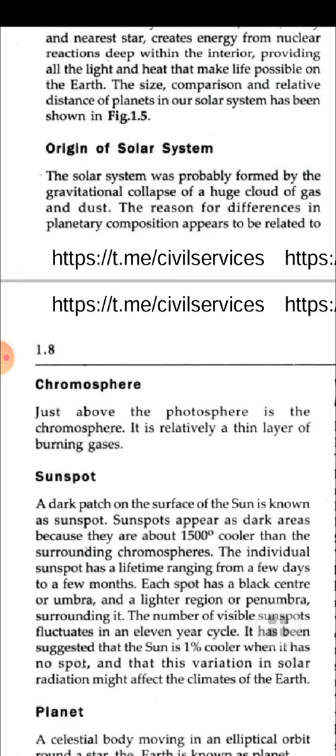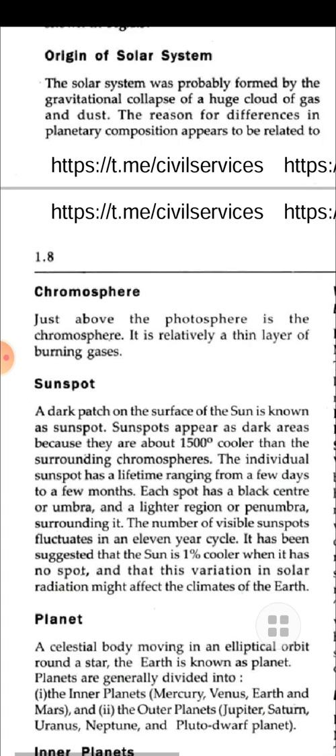Chromosphere. Just above the photosphere is the chromosphere. It is a relatively thin layer of burning gas. Sunspot. A dark patch on the surface of the Sun is known as a sunspot. Sunspots appear as dark areas because they are about 1500 degrees cooler than the surrounding chromosphere. An individual sunspot has a lifetime ranging from a few days to a few months. Each spot has a black center or umbra and a lighter region or penumbra surrounding it.